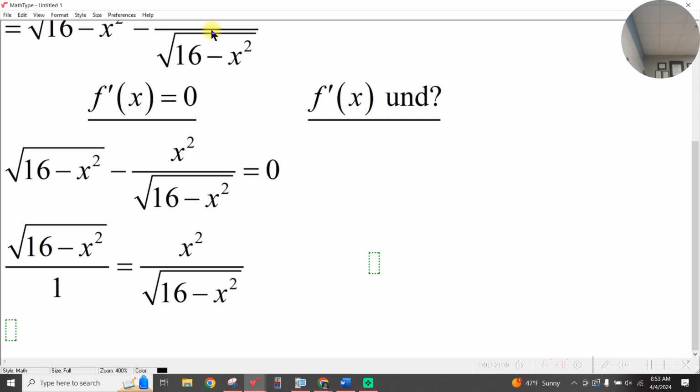All right. So let's cross multiply. Square root times square root. Since it's the same square root, cancel meaning, what are we left with? Yeah, we're left with what's inside there. So 16 minus x squared equals x squared.